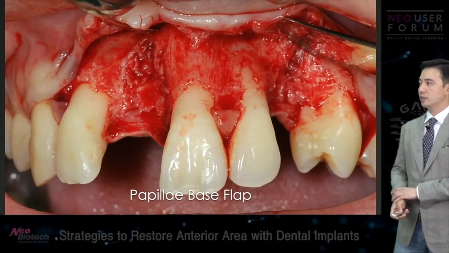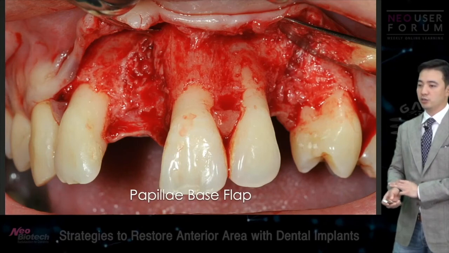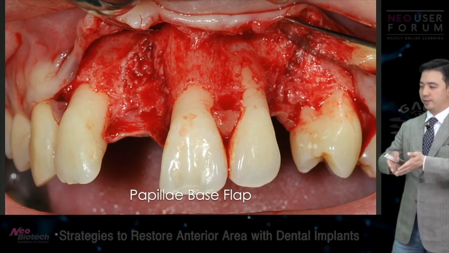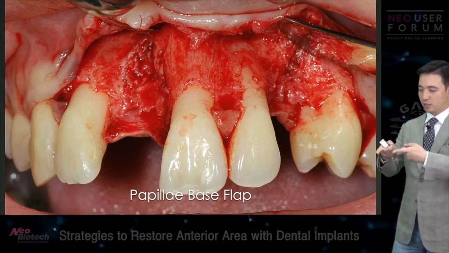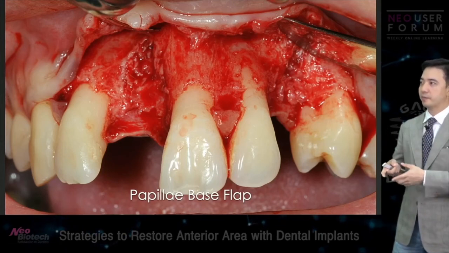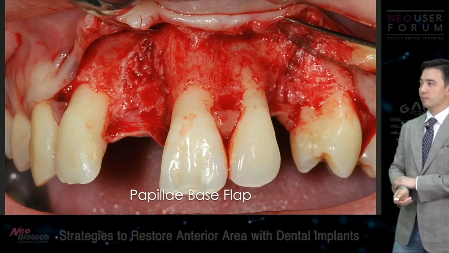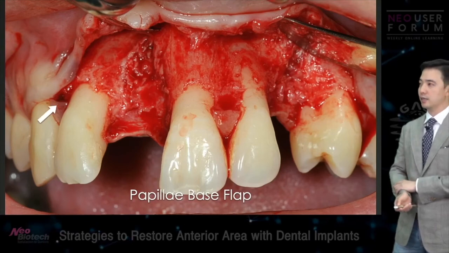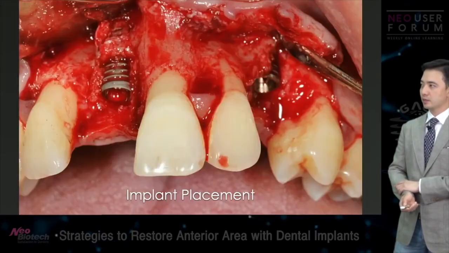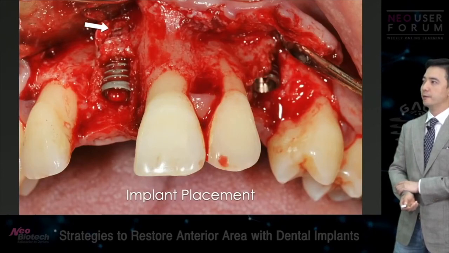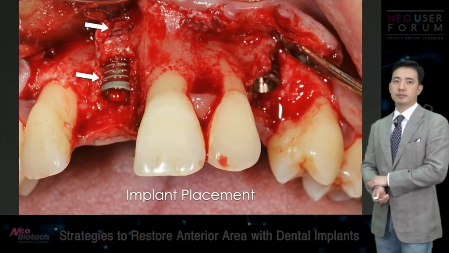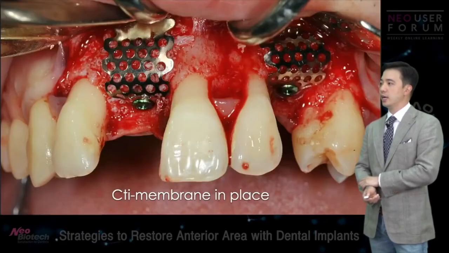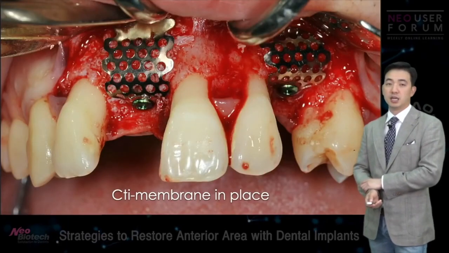According to the literature, compared to a conventional flap where you incise through the papilla, a papilla-based flap has really fast healing and minimal scarring. So I placed the implant. Lack of bone, exposed implant threads. So for this case, I used a CTI membrane.